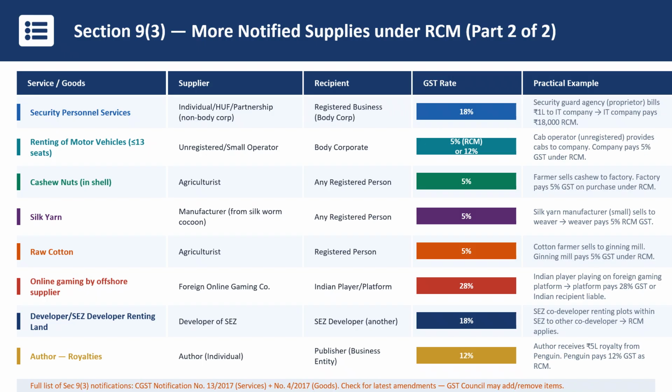And then renting of motor vehicles with fewer than 13 seats, where the supplier is unregistered or a small operator. If the supplier is registered, it is under the forward charge. If it is unregistered, it would be under the RCM.